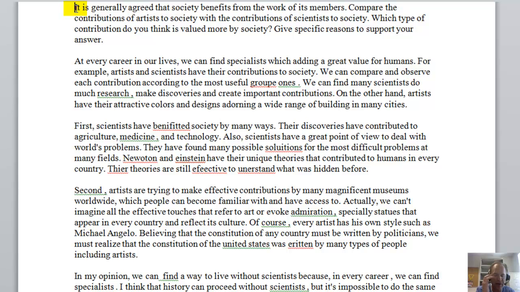Now, if I remember correctly, to put this in the proper context, you already answered this question once before. However, you didn't organize around the writing assignment where you compare, as it says, it's generally agreed that society benefits from the work of its members. Compare the contributions of artists to society with the contributions of scientists to society. I think this is the part of the writing assignment you missed. But you did say which type of contribution you think is valued more by society, so you organized your writing more around the second part of the writing assignment as opposed to addressing both aspects of the task. So I think this time I have good news. I think that you did what you needed to do. So let's take a look.